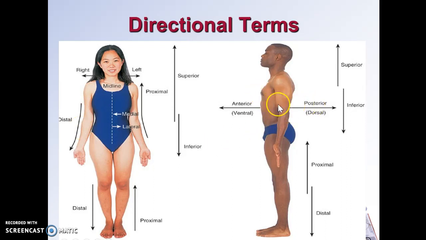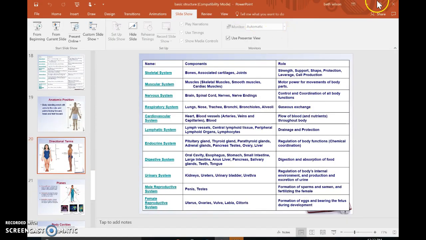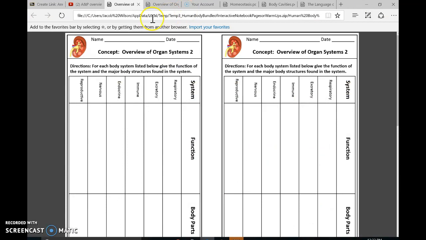Here we go again with the posterior, anterior, ventral, dorsal. Anterior, ventral is the front of the body, towards the front. Posterior, dorsal is towards the back. And that should get all of them. Let's go back and take a look at our worksheet and make sure that we got all of those for you.